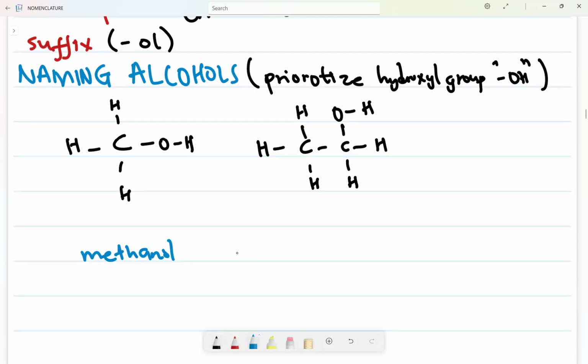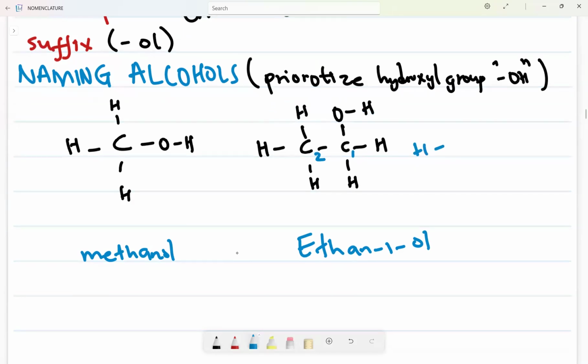The name of this one will be what? One. I'll start counting from here. It is 1, 2. Okay. So it is going to be what? Ethan. Ethan what? I won't say ethan-1-ol. Why? Because if I take this part to the other side, can you see it's going to be written, it's going to still be the same.